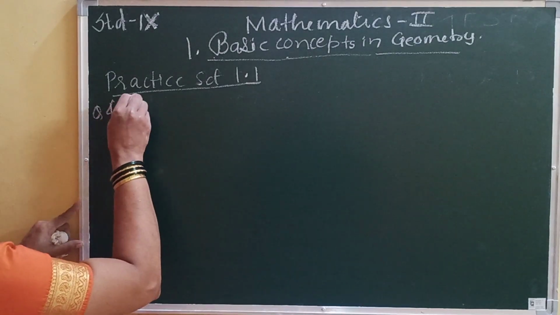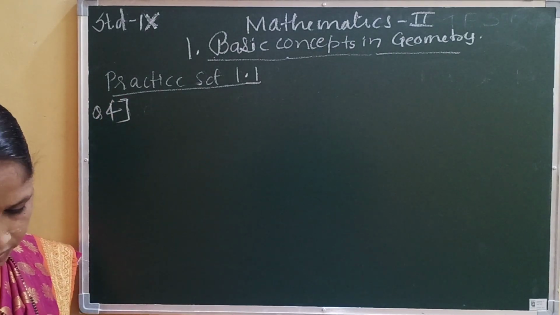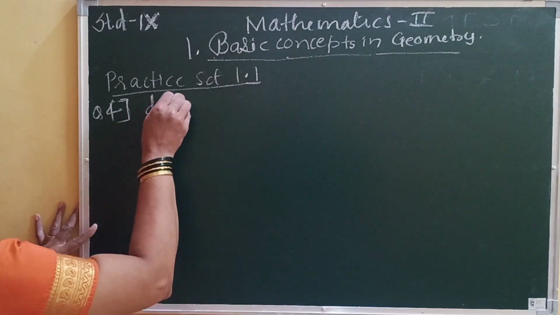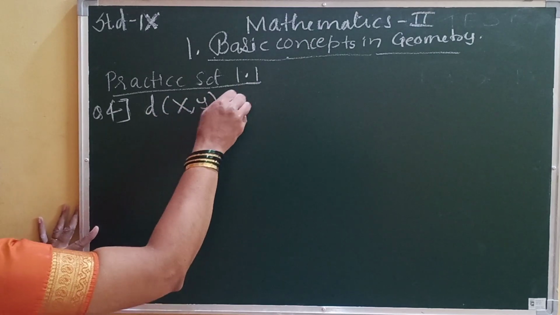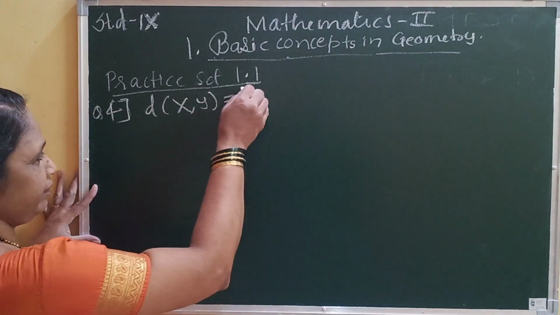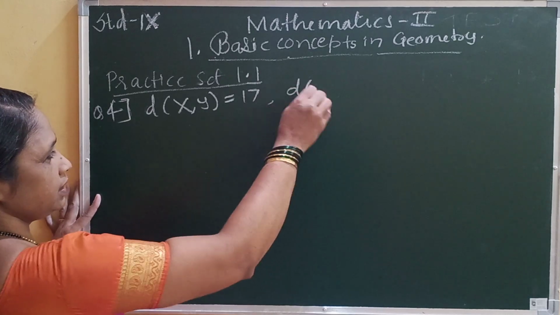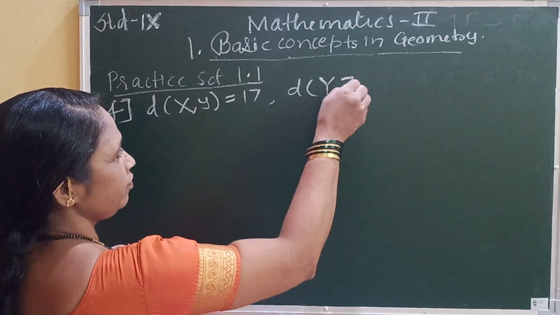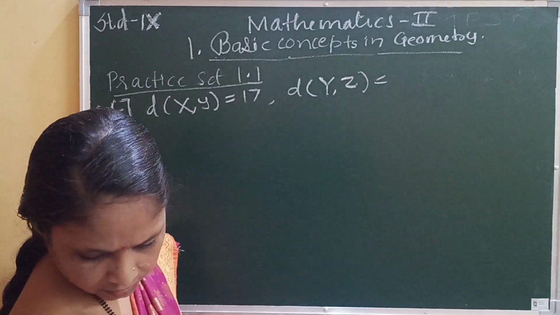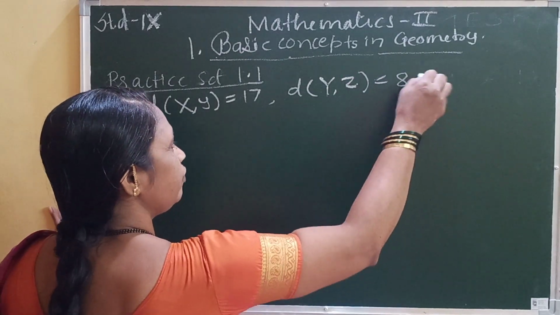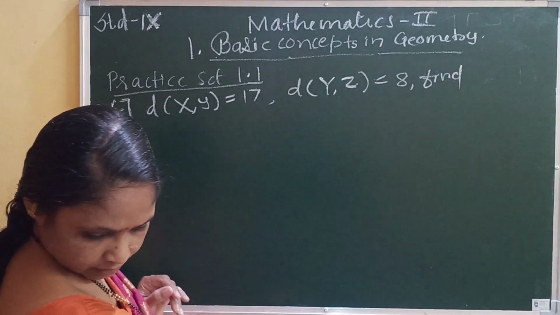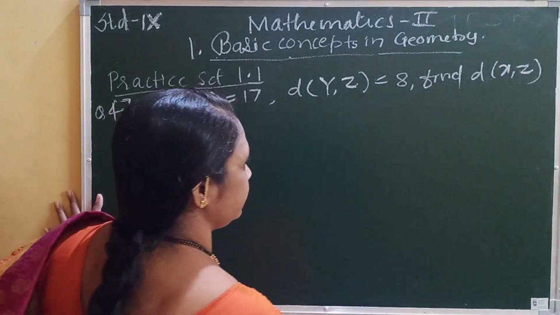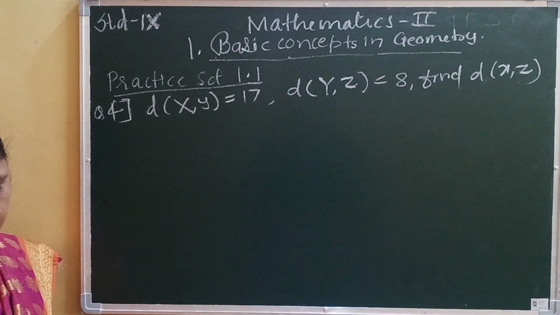Question number 4. Here points X, Y, Z are collinear such that the distance XY is given as 17, and the distance YZ is given as 8. Find the distance XZ. Okay, so here we will have 3 possibilities.